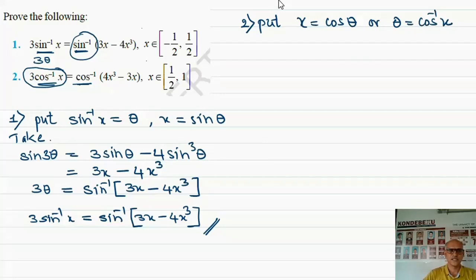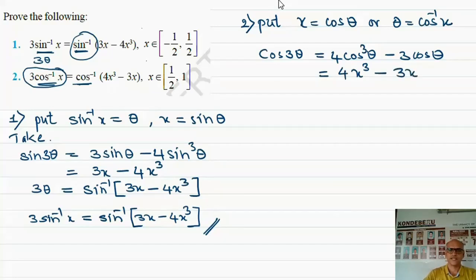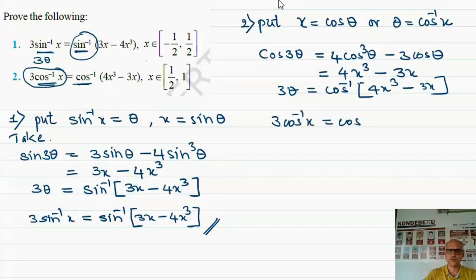Then take LHS, it becomes 3 theta. So take the formula of cos 3 theta. So cos 3 theta is 4 cos cube theta minus 3 cos theta. Now substitute cos theta as x. So this is 4x cube minus 3x. Now take cos to the RHS. So 3 theta is equal to cos inverse of 4x cube minus 3x. Substitute theta as cos inverse x. Therefore 3 cos inverse x is equal to cos inverse of 4x cube minus 3x. That is our proof.